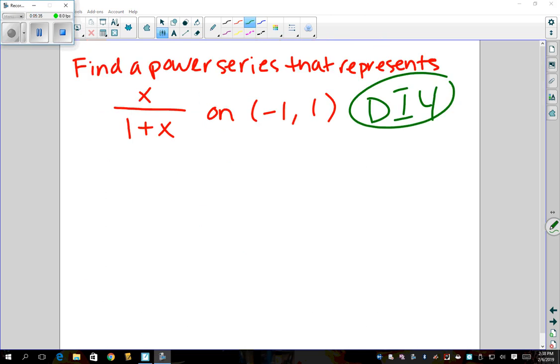So here's a DIY problem for you to try. Try to find a power series that represents x over 1 plus x on the interval from -1 to 1. So same thing as we did on the slide before. I'm going to pause it, try it yourself, and then check your answer, see if you got the right solution.